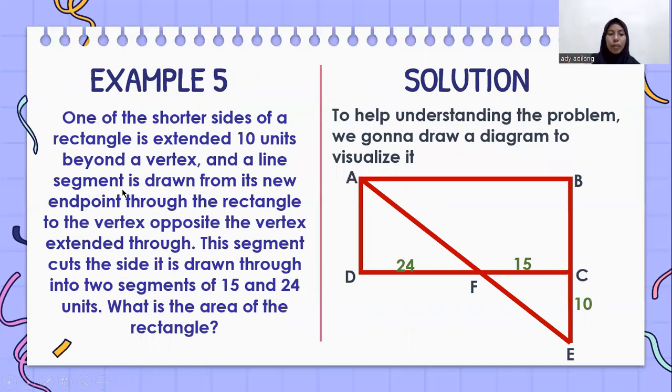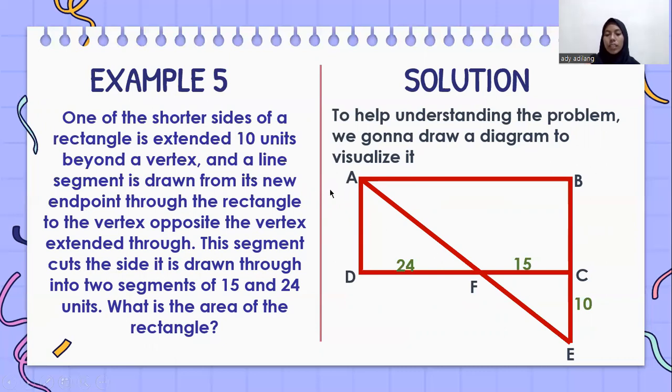Next, example number 5. One of the shorter sides of a rectangle is extended 10 units beyond a vertex, and a line segment is drawn from its new endpoint through the rectangle to the vertex opposite the vertex extended. This segment cuts the side it is drawn into two segments of 15 and 24 units. The question is, what is the area of the rectangle? So to help understand the problem, we're going to draw a diagram to visualize it. So this is our diagram.